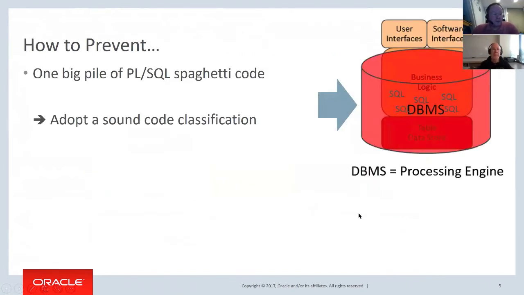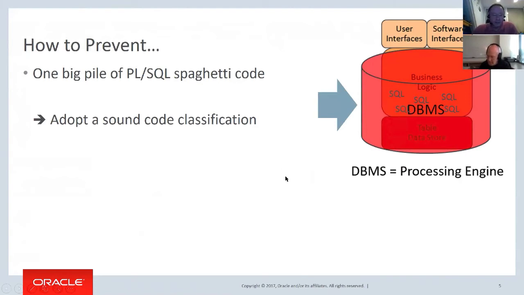Now, what I would like to talk about is a point that is always asked when I talk about the SmartDB paradigm: how do you prevent what I have here, one big pile of PL/SQL spaghetti code inside the database? My answer to that question is basically the same as how do you prevent one big pile of Java or JavaScript spaghetti code outside the database? You adopt a sound code classification.